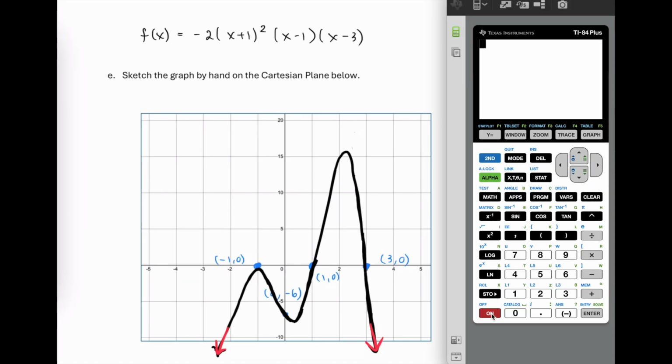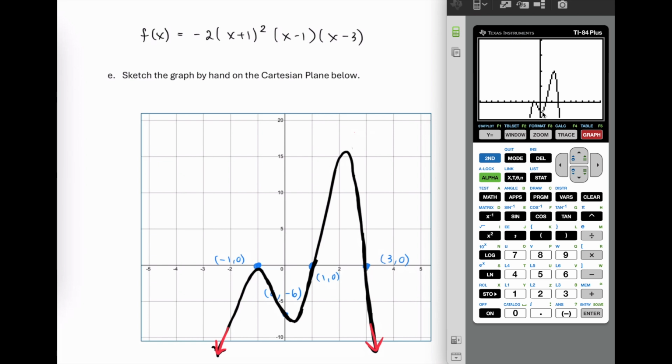So here on our graphing calculator, we're going to go into the y equals field and input our equation, which is -2 times (x plus 1) squared times (x minus 1) times (x minus 3). And when we initially go to the graph, we can tell that we're going to need to adjust our window in order to be able to see this maximum value. So let's adjust it so that our y maximum is a little higher. Let's take it up to 40 with a scale of 10 and see if that's enough. So this is going to work.